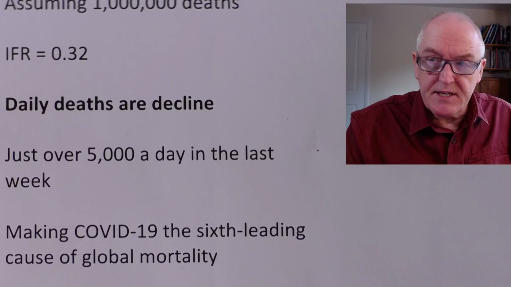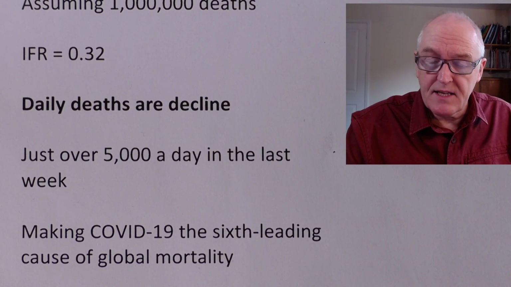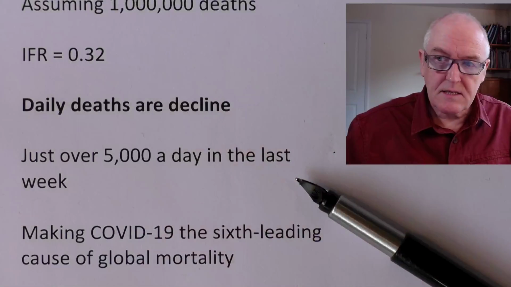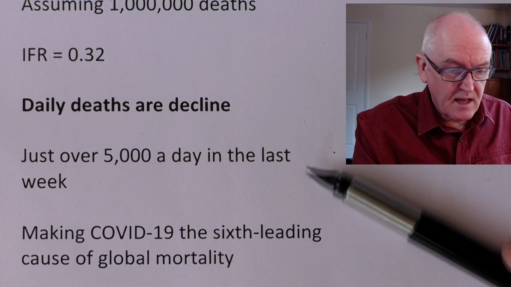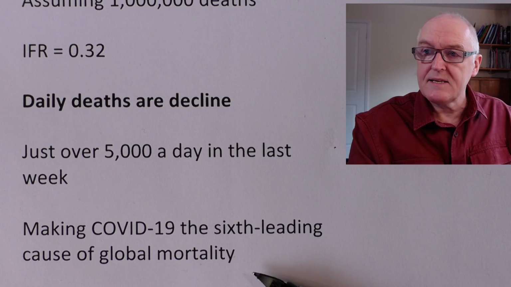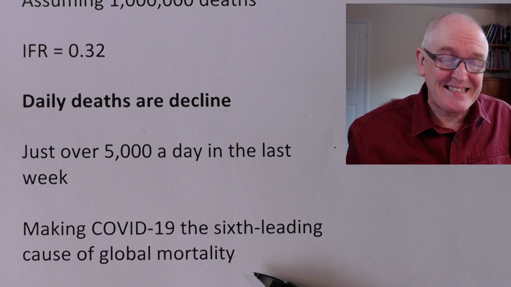daily deaths from COVID are declining, just over 5,000 a day in the last week. They've been going down for some time now, largely due to the seasonal effect of less cases being transmitted in summer. So that is good. Cases are declining, making COVID the 6th leading cause of global mortality. So this is where we're at now, the 6th major cause.